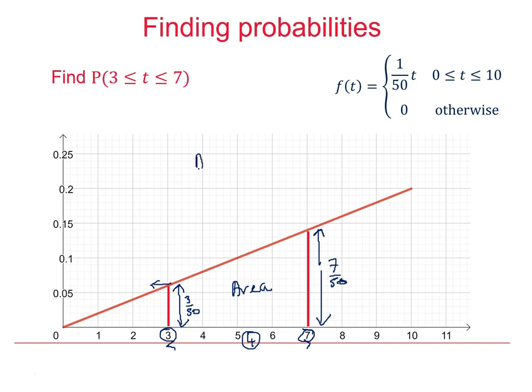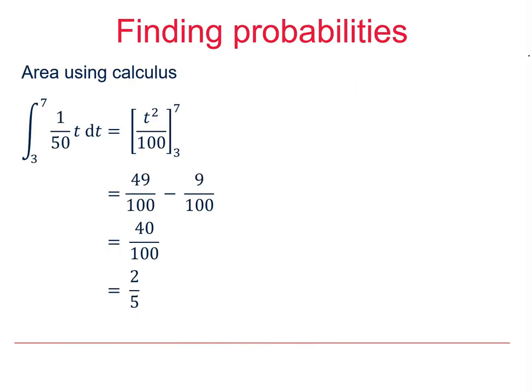And therefore the area of that trapezium, where the total area must equal 1, is a half multiplied by the sum of the lengths of the two parallel sides multiplied by the perpendicular distance between them, and that will give you 2/5. And again, you could also do that using calculus.